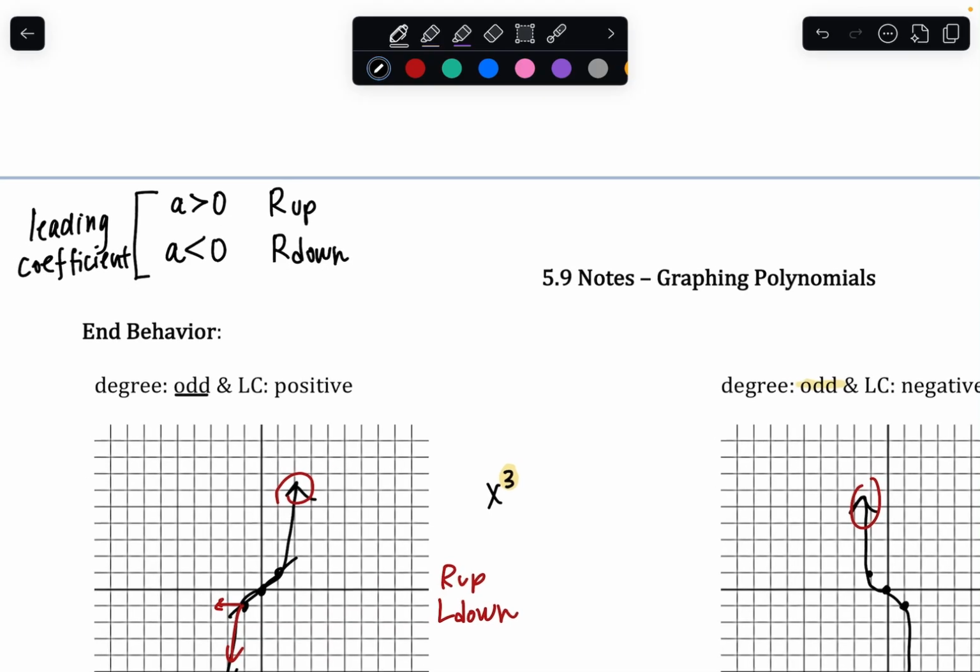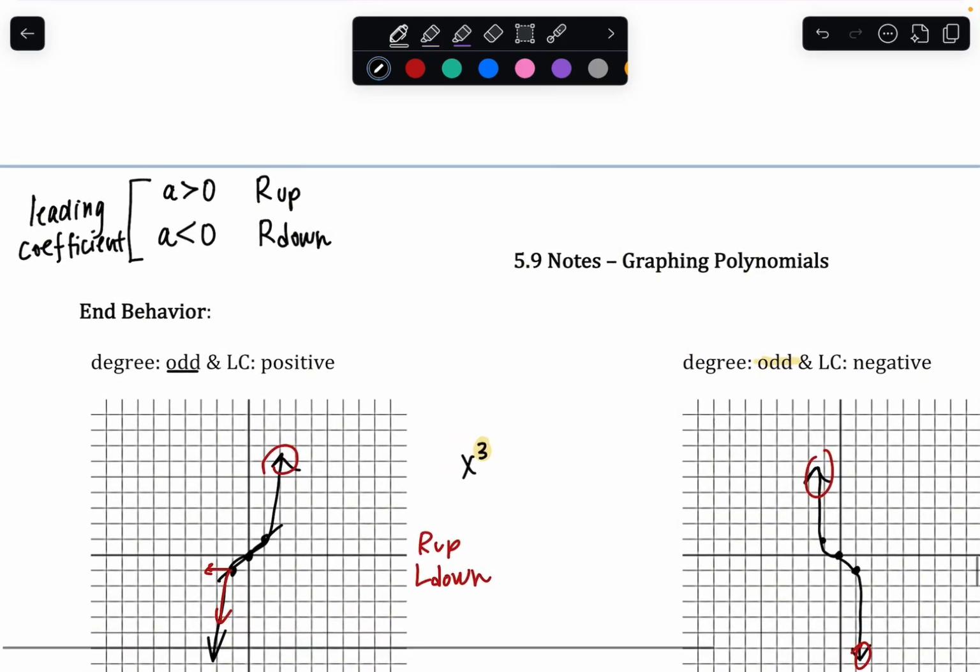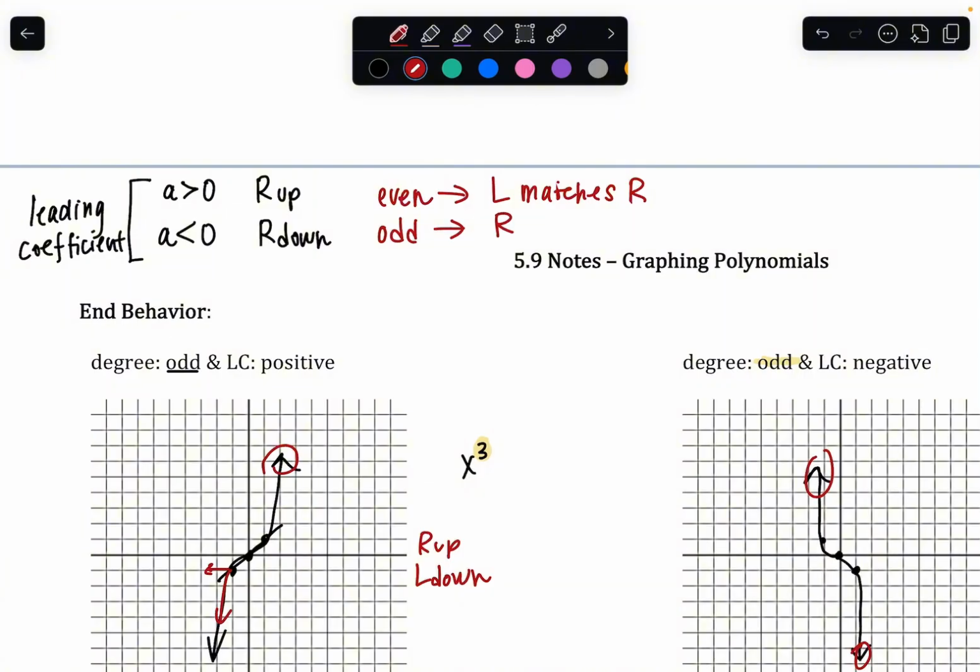Okay, and so once you determine the right side behavior, if the degree is even, the left side will match. If it's odd, the left side will not match. It'll be opposite. Okay, so odd goes with opposite. And so let's just practice identifying.